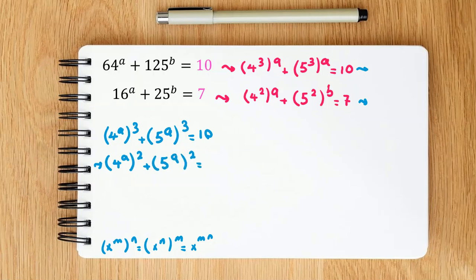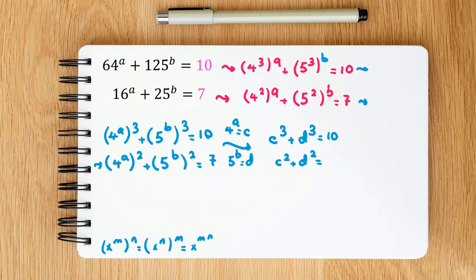So here we'll replace 4 to the a with c, and 5 to the b with d. Here it is b, so I should change them to b. So 4 to the a equals c, 5 to the b equals d. So we can say c cubed plus d cubed equal to 10. And next one, c squared plus d squared equal to 7.